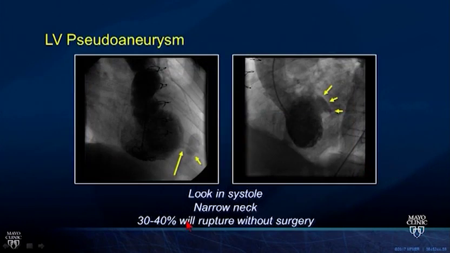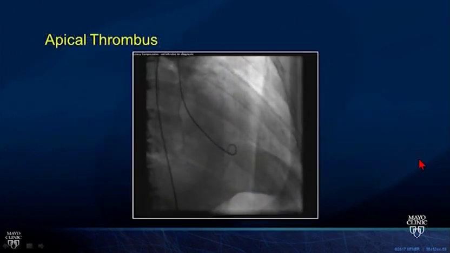Here's an example of a pseudoaneurysm. This is a pseudoaneurysm right here. You have this narrow neck and then a cavity over here. So we're looking for this in systole, and there is a rupture rate with these, although we don't know a lot about the natural history of these. Up to 30 to 40% could rupture without surgery. Here's another example of a pseudoaneurysm in the anterolateral region of the left ventricle.